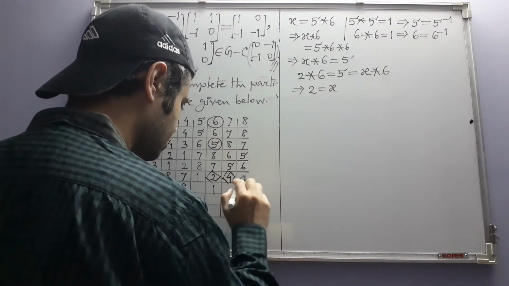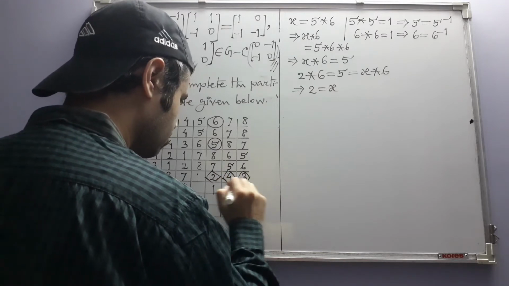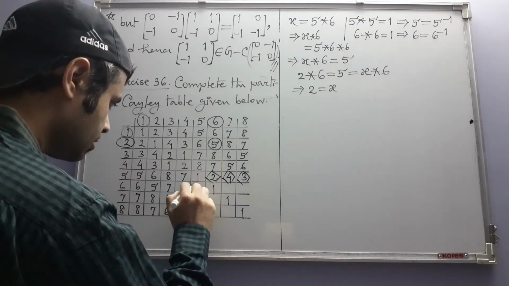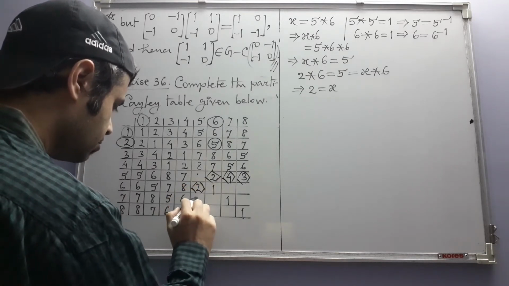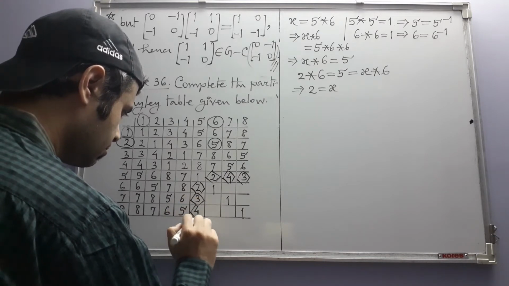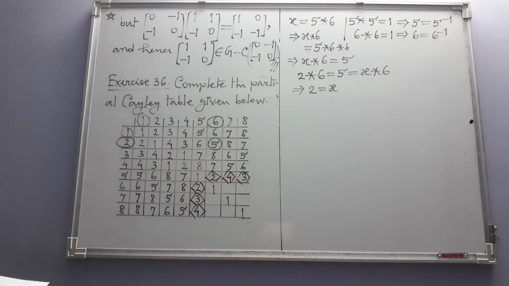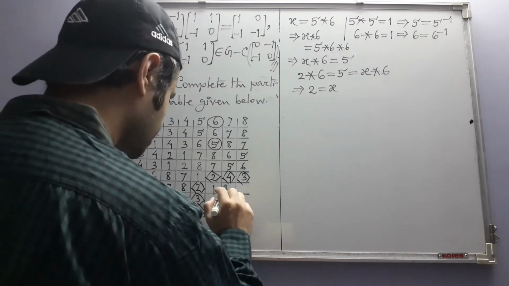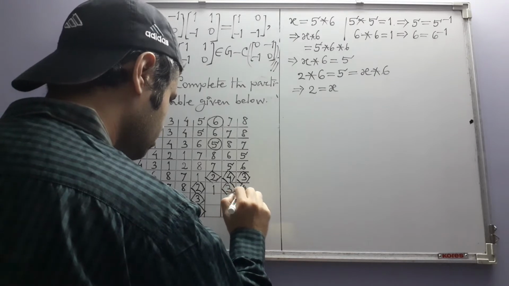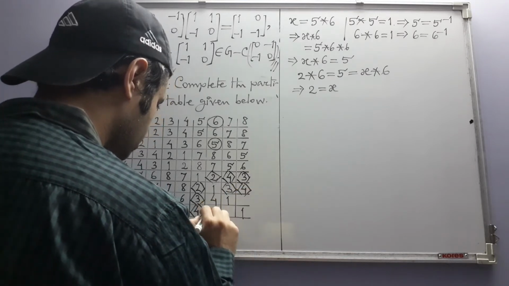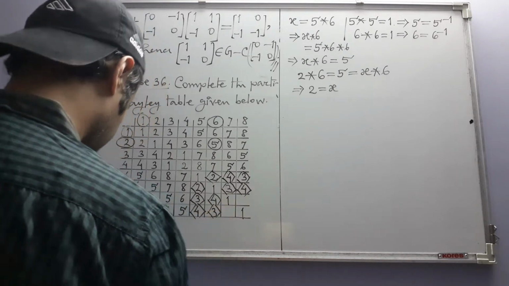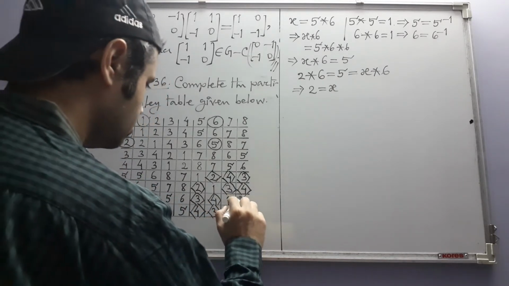You can verify: 4, 3, then here you will have 2, 3, 4, and then 3, 4, four, 3, and finally 2.